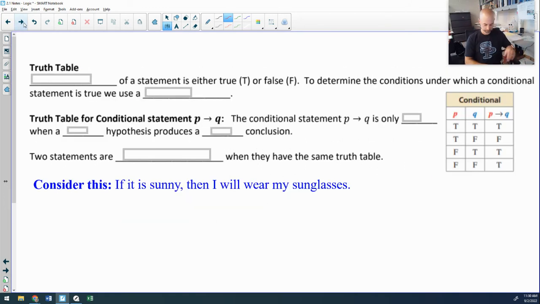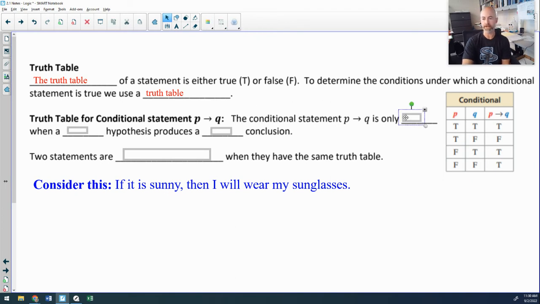So a truth table, and a truth table is probably going to be the most confusing thing that we're looking at here. But I think, you know what? I'll go ahead and do this now. So a truth table of a statement is either true or false. And to determine the conditions under which a conditional statement is true, we do use that truth table. So kind of fill in the blank with the same thing there.